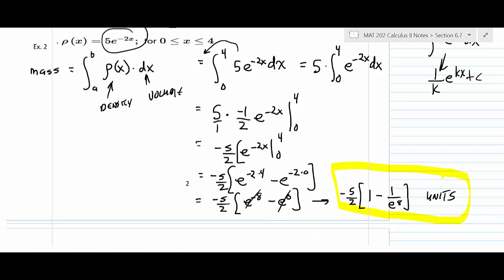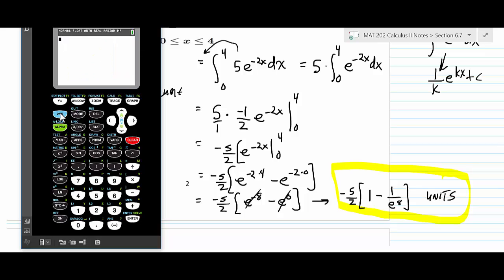And if you wanted to, sometimes we do this on a calculator also, so I'm going to go ahead and get a decimal on a calculator. So I could go negative 5/2, get that answer. Then I could multiply that by parentheses 1 minus 1 over e to the 8th, like that, just to crunch that out into decimals. So about negative 2.5.